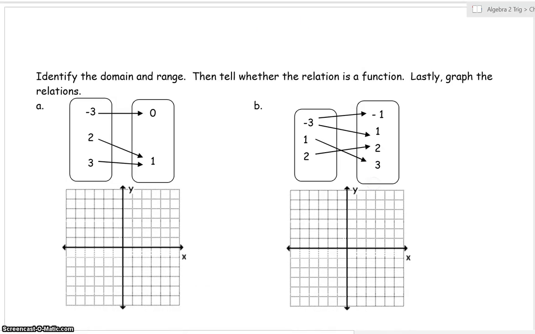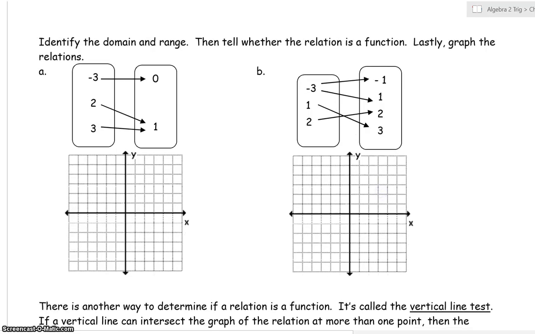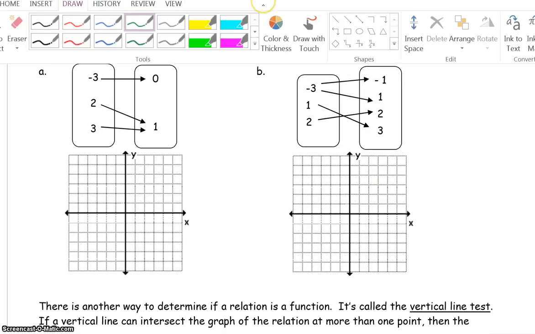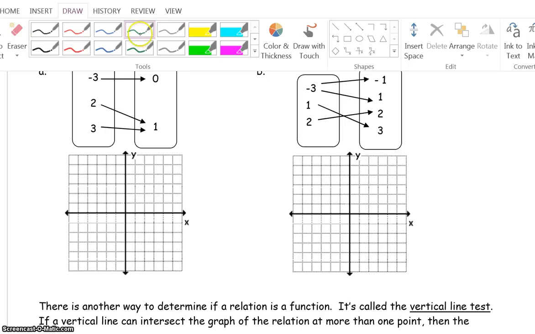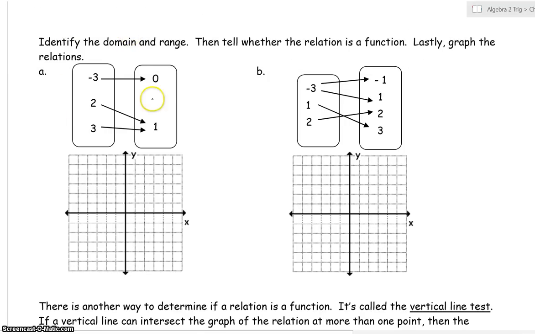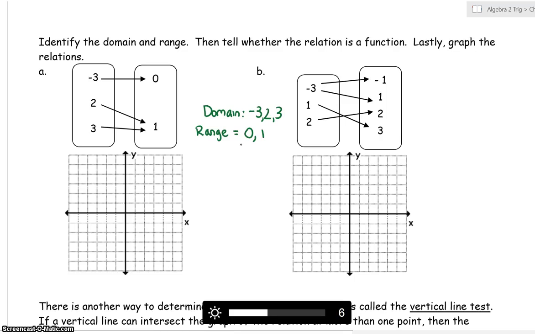Now let's try to do some examples of everything we talked about above. As you can see, it says identify the domain and range. And they gave us a relation in a mapping diagram. So let's look at it. Well, we know that the domain is the input values, and that's the first set. So our domain in this case is negative 3, 2, and 3. And then the range is the output values. Well, that's the second oval. So we have 0 and 1. It's like a list that we're making.